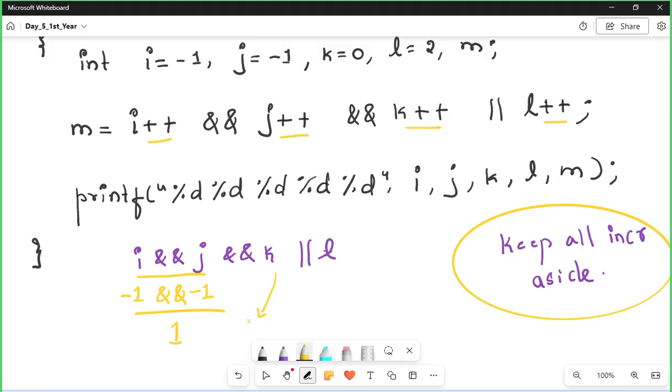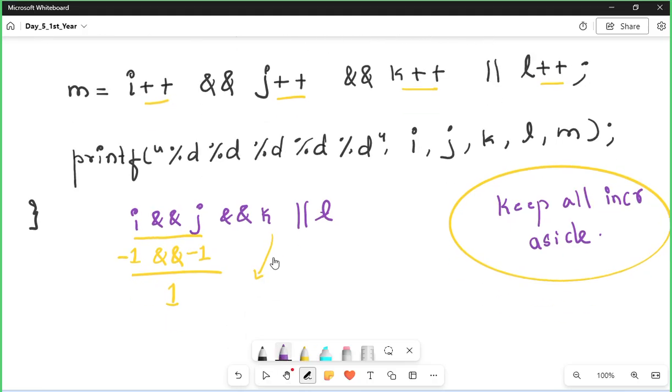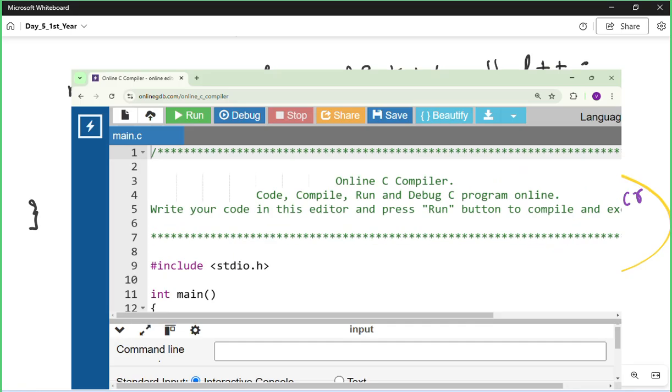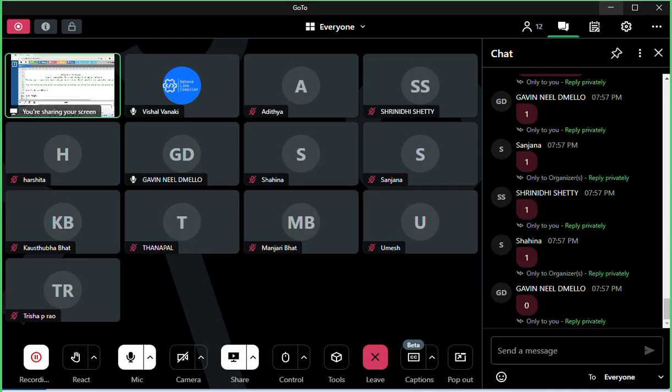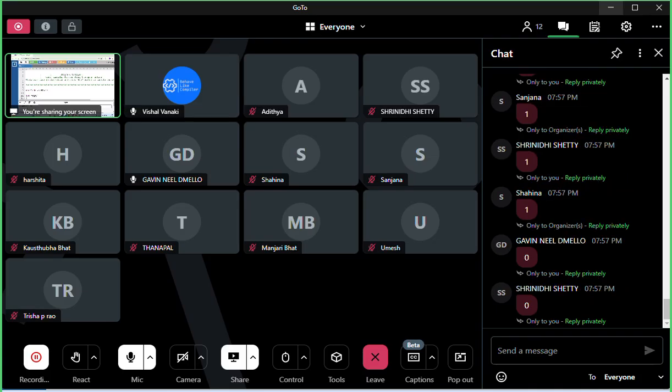Now you take this k value. 1 logical AND of what is the k value? 0. Now 1 logical AND of 0 is how much? What is the answer? 0.